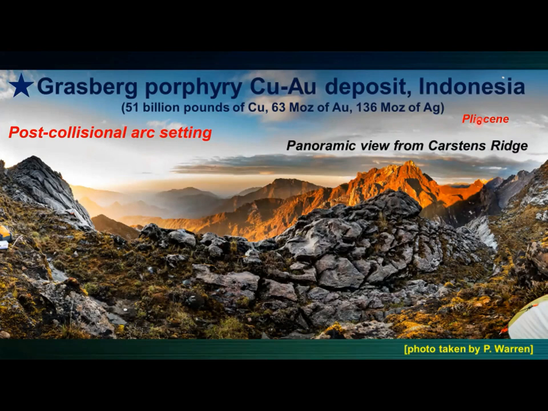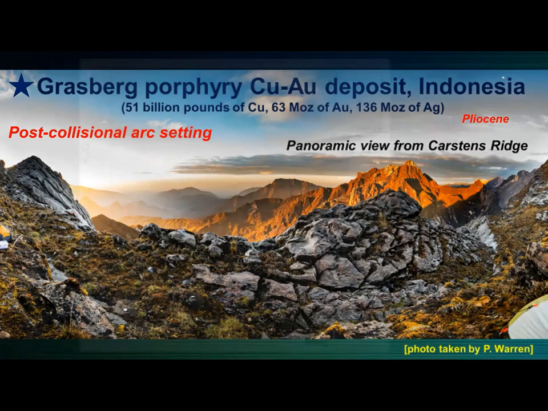Yeah, and maybe just to show you this beautiful view from here, which was taken by Paul Warren. He works at Grasberg and he's a mountain climber. You can see all these limestones surrounding it. So this is an area where, when you form porphyry copper deposits in such an environment, you expect skarn deposits there.